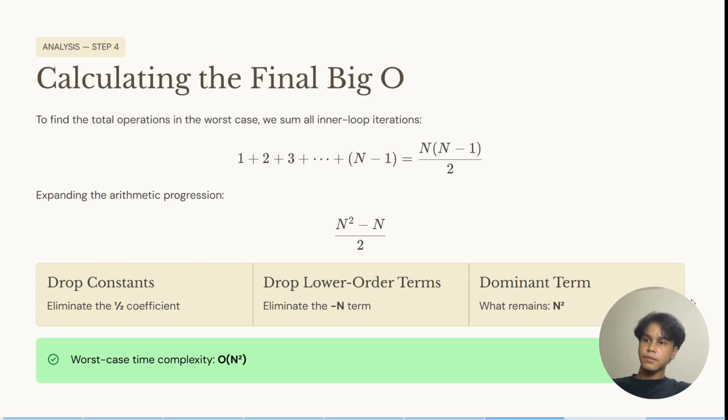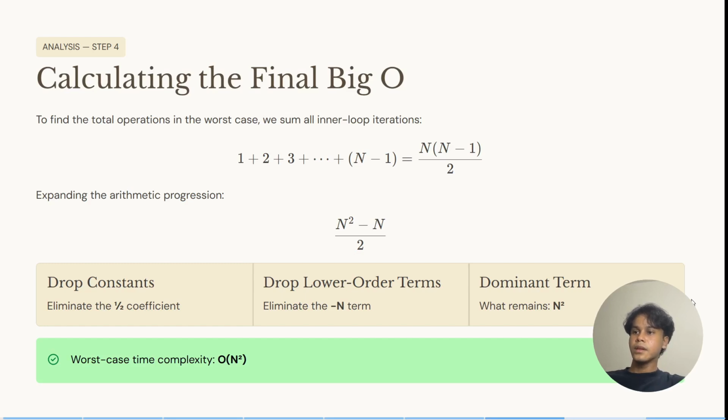This forms an arithmetic progression. The standard formula to find the sum is n multiplied by n-1, divided by 2. If we expand this equation, we get n to the power of 2 minus n, divided by 2. In the asymptotic Big O notation, we drop the lower order term, which is the minus n, and we drop the constant, which is the division by 2. This leaves us with n to the power of 2 as our dominant term.